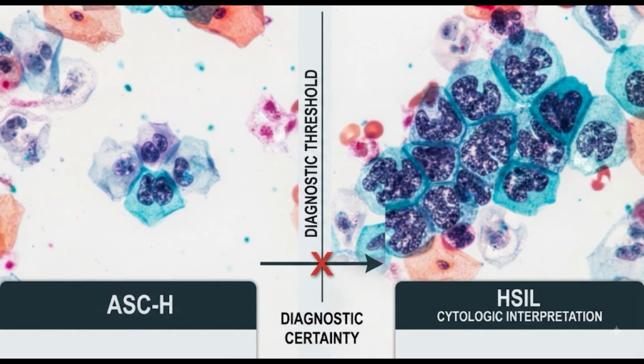The critical diagnostic threshold is between ASC-H and HSIL. ASC-H indicates genuine concern for HSIL, but insufficient findings for a definitive diagnosis. HSIL requires unequivocal integrated high-grade squamous morphology. These categories represent different levels of diagnostic certainty, not sequential stages of biological progression.